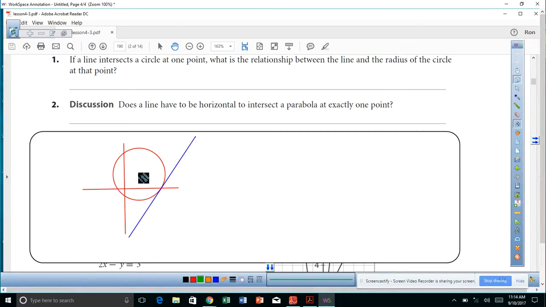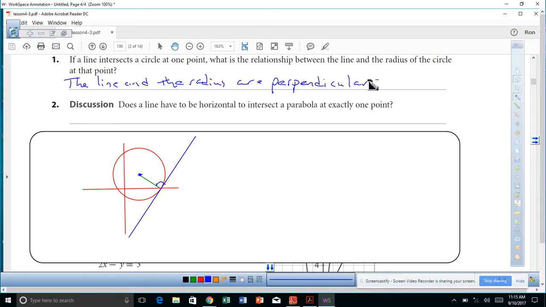Let's take a look at it. There's the radius of the circle. What does that look like? Does that help? It forms a right angle. So the line and the radius are perpendicular. All right, good. Does a line have to be horizontal to intersect a parabola at one point?